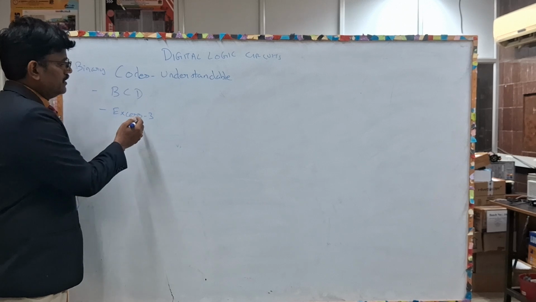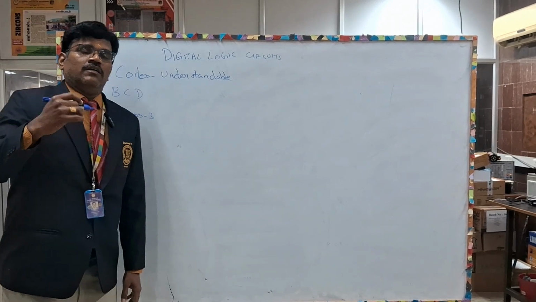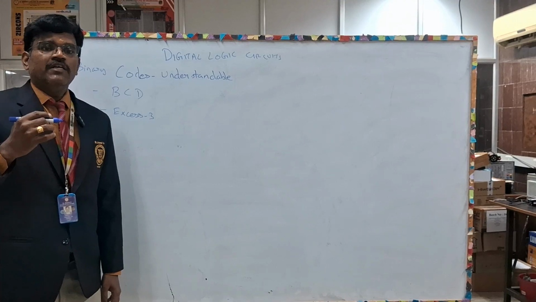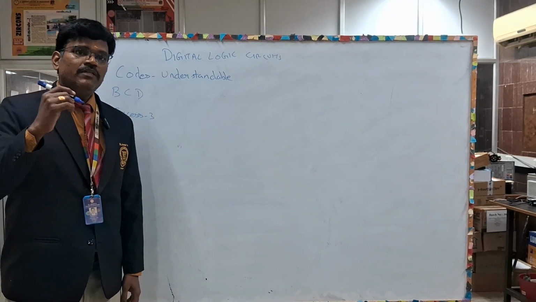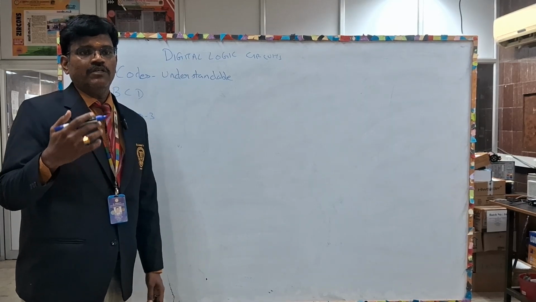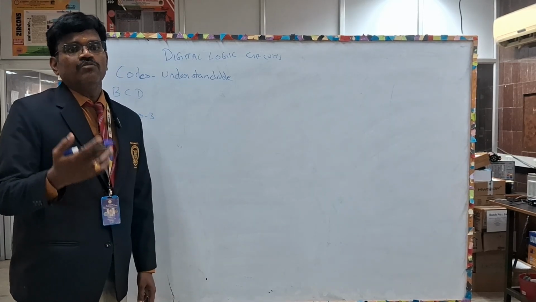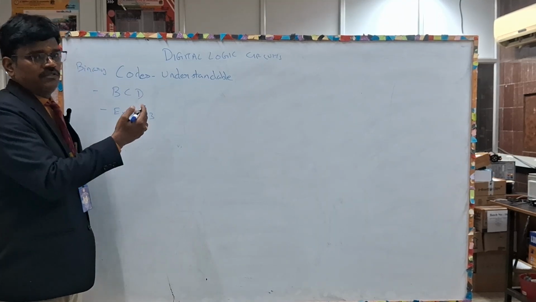When you go for XS3, it is because we have a problem in the BCD. In the BCD, when you do the addition, we are supposed to check whether the answer is in a representable form, and then do the operation. That is somewhat complex. So, to overcome that, we go for another code, the XS3.